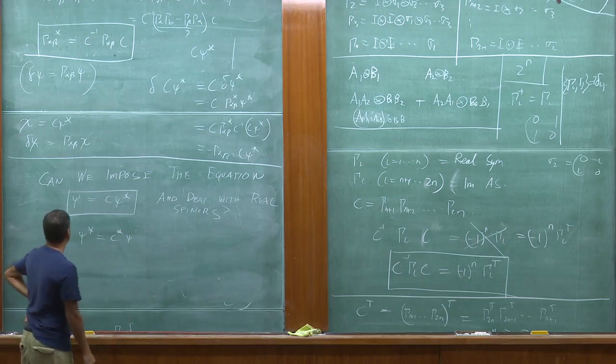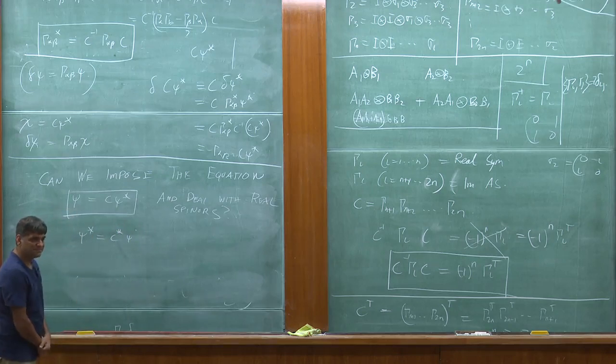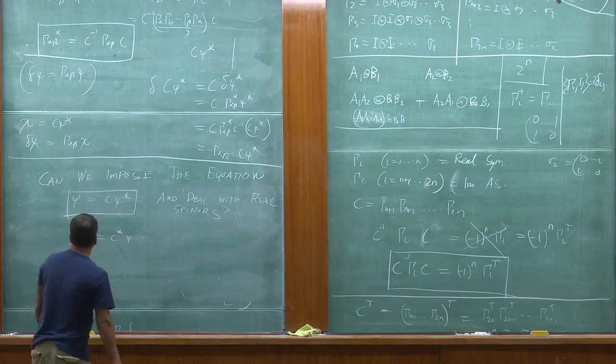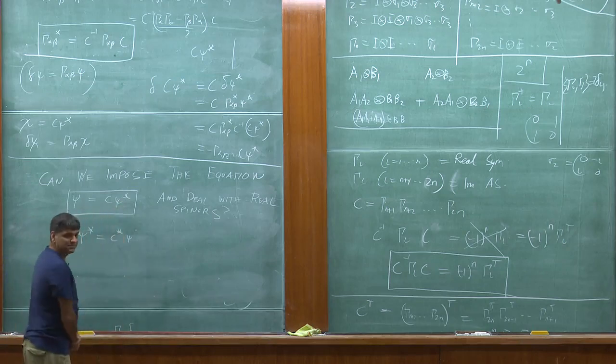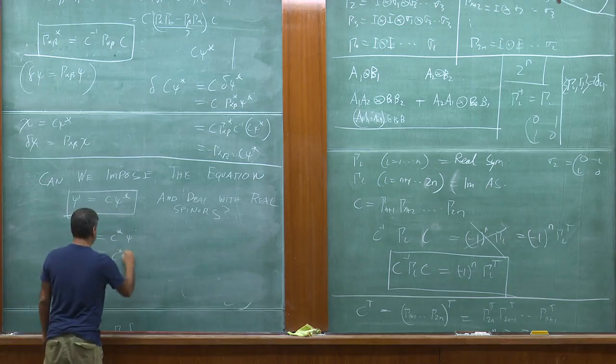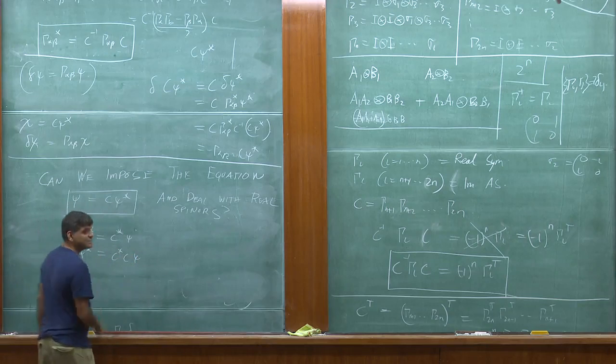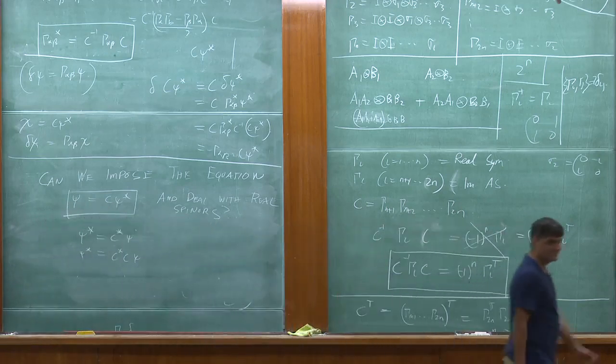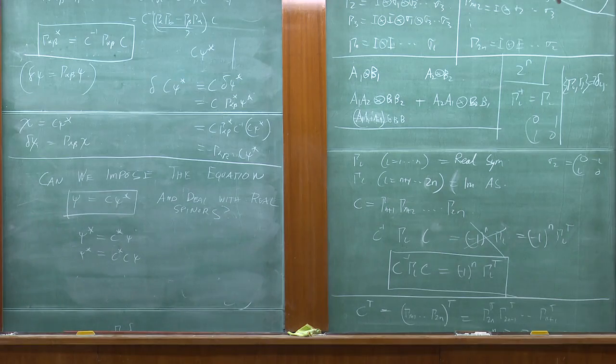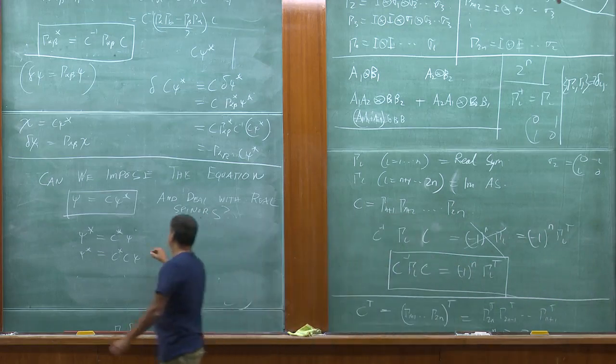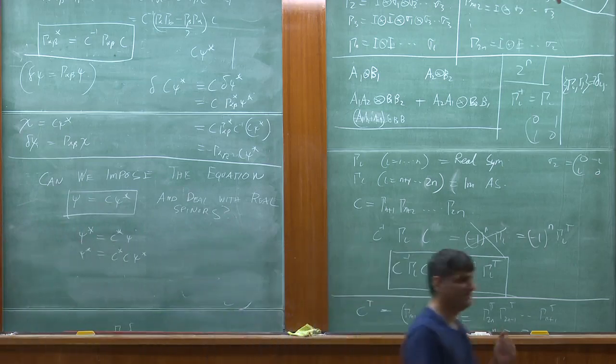Just take the complex conjugate on both sides. But psi was equal to C psi star. So it must also be true that psi is C star C star psi. This should be C C star. This equation can only work if C star C is equal to 1.